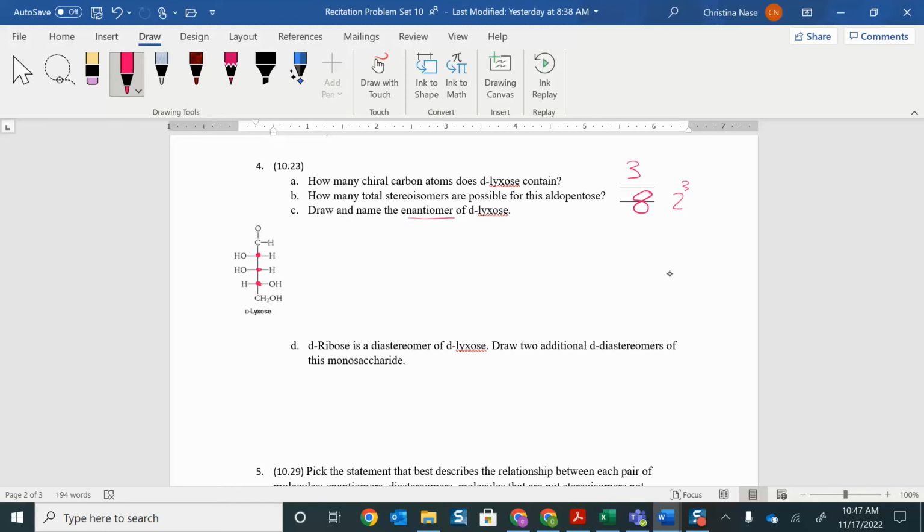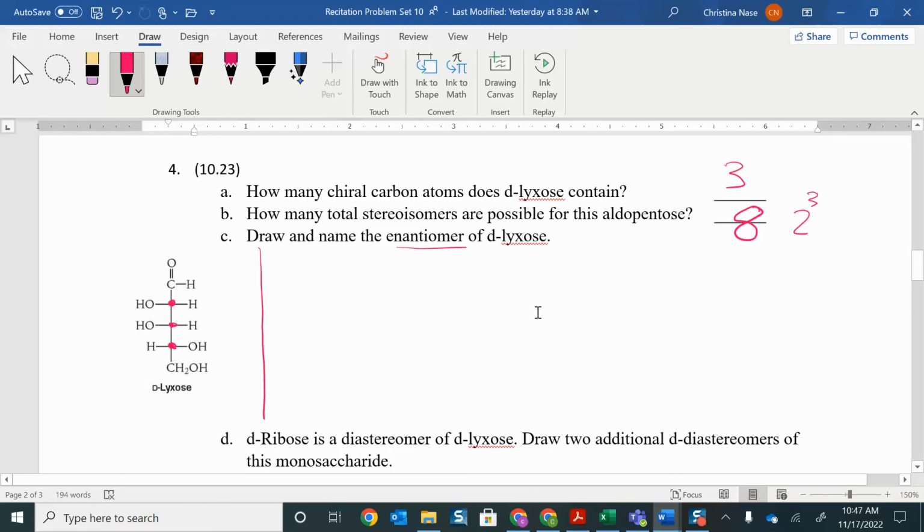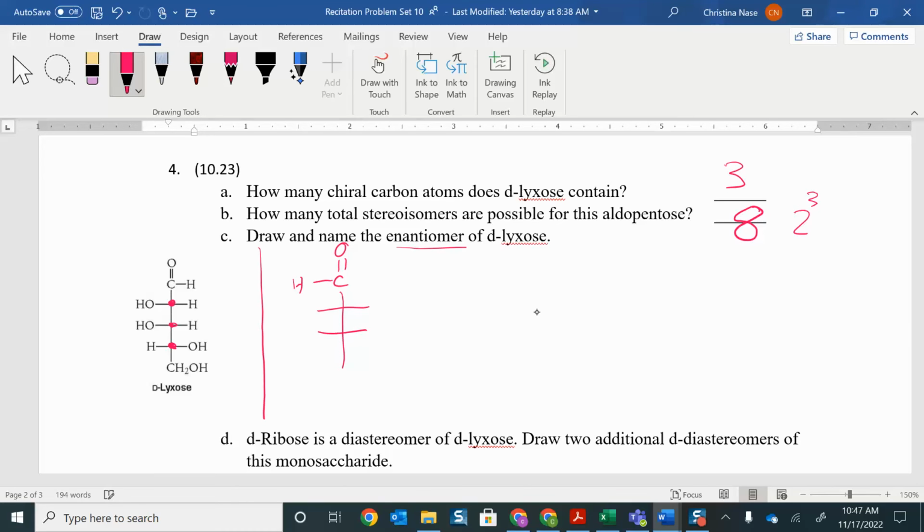So the next thing they want us to do here in part C is draw and name the enantiomer of D-lyxose. So I'm going to draw a little line there that's going to represent my mirror. And now I'm going to attempt to draw the mirror image. All right, so I'm going to have a C double bond O on top. I'll make the hydrogen go this way. And I'm just going to draw what would be in the mirror for this.